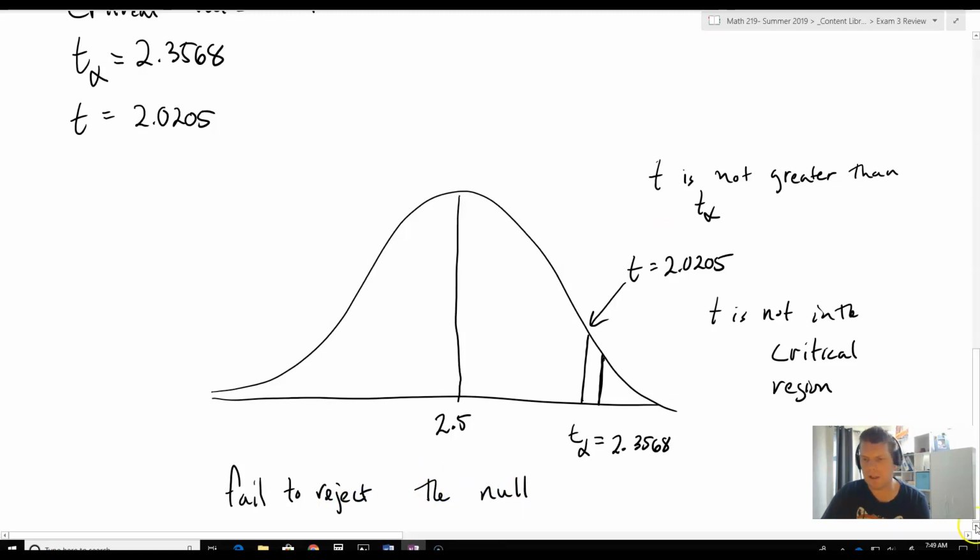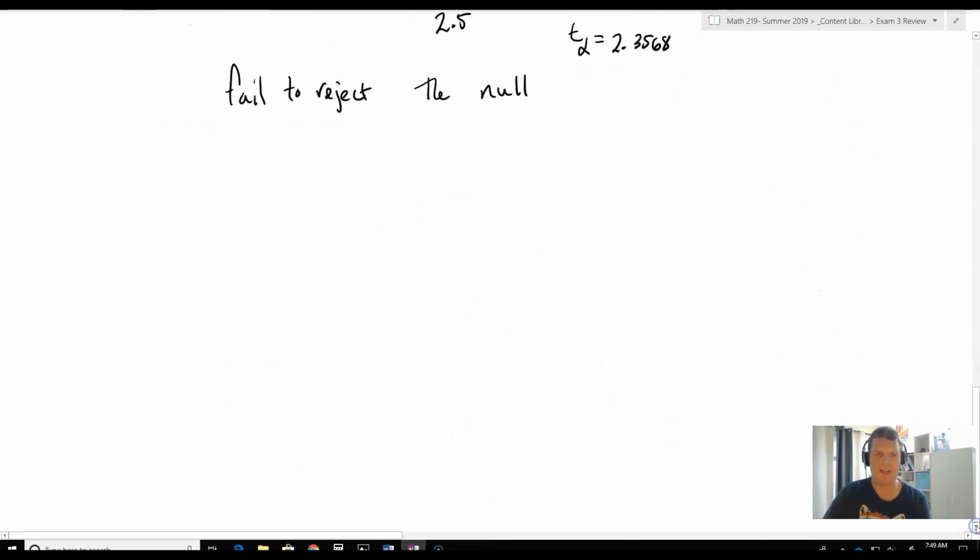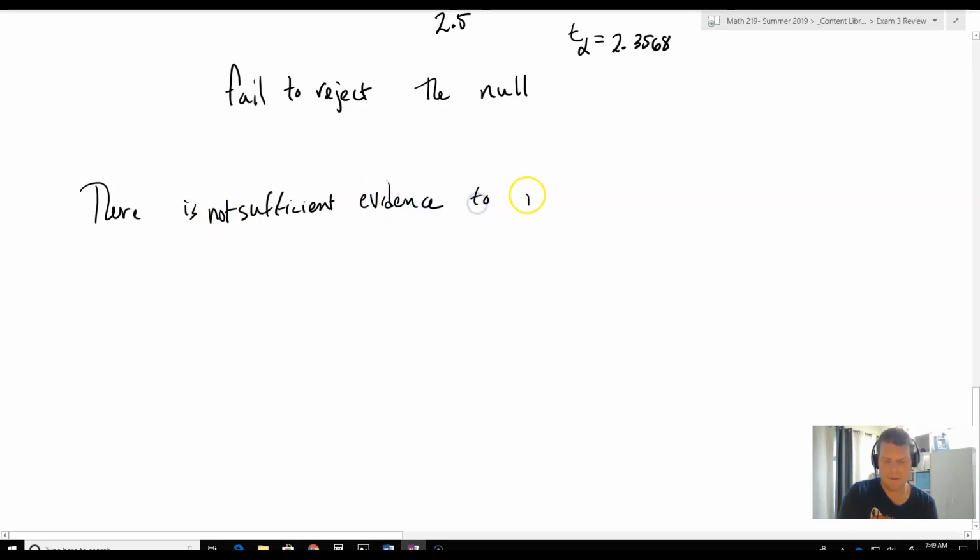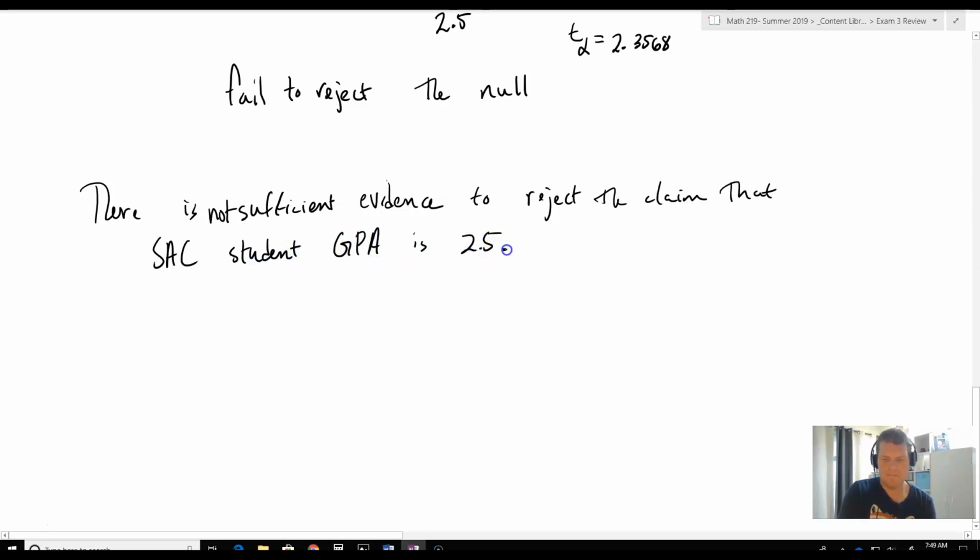So now I'm going to write my conclusion. My conclusion states there is not sufficient evidence to reject the claim that SAC student GPA is 2.5. That's it.